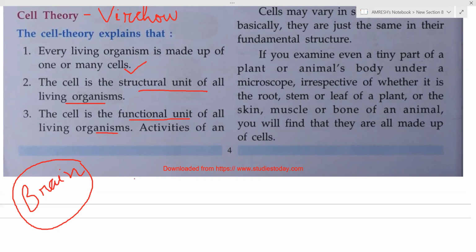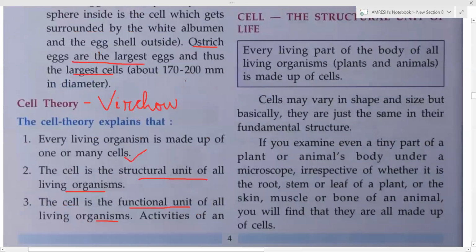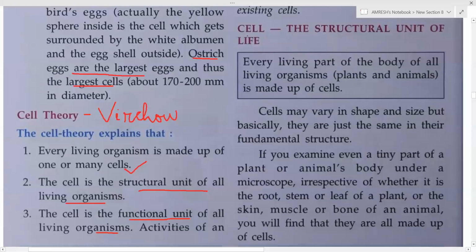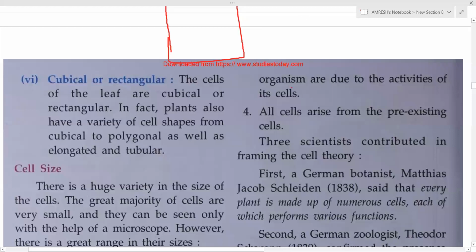By the work of the nervous system, the nerve present near your finger tells you, please don't go there, otherwise your hand will get hurt. That same nerve is present in the brain, which does the same work. So the cell is the structural unit and also the functional unit. Activities of the organisms are due to the cell, and all cells arise from pre-existing cells.